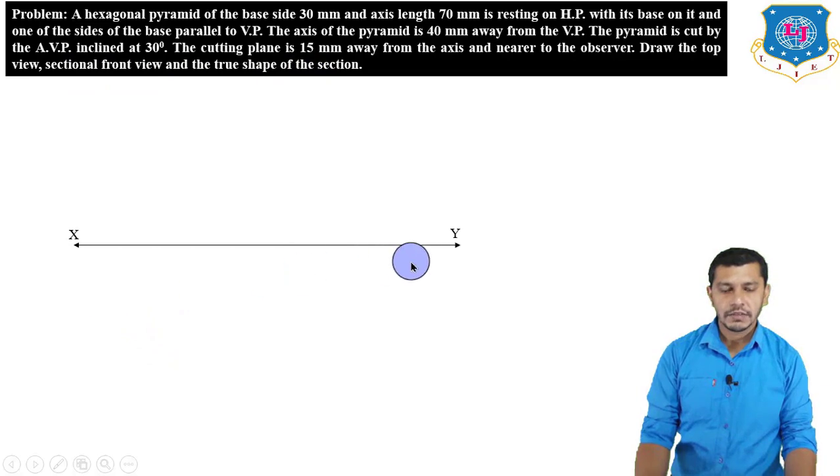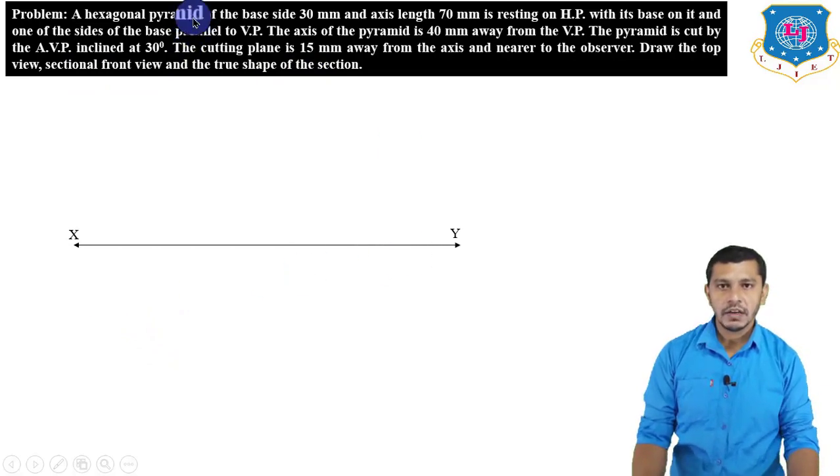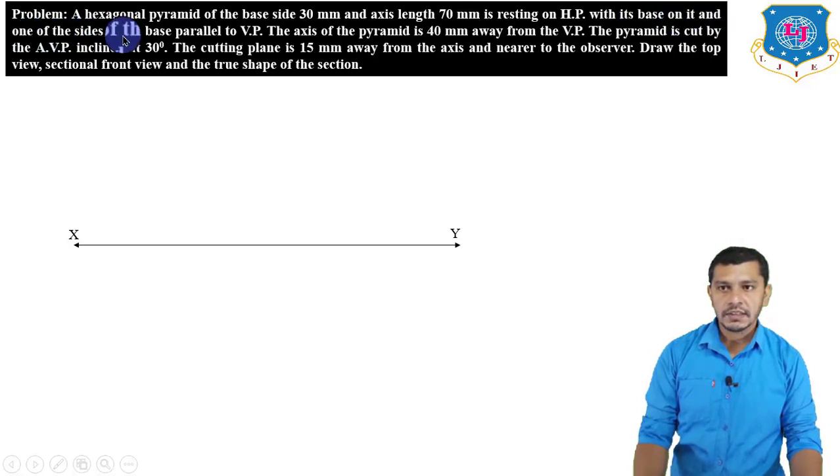So first of all, draw the XY reference line. Here it is given that a hexagonal pyramid of base 30 mm, axis 70 mm is resting on HP with its base on it. That means the base of this hexagonal pyramid is on the horizontal plane, and one of the sides of the base is parallel to VP. So if the base is on HP, the top view of the hexagonal pyramid will be the true shape of its base, and it will be a hexagon. And we have to take one of the sides of the base parallel to VP.